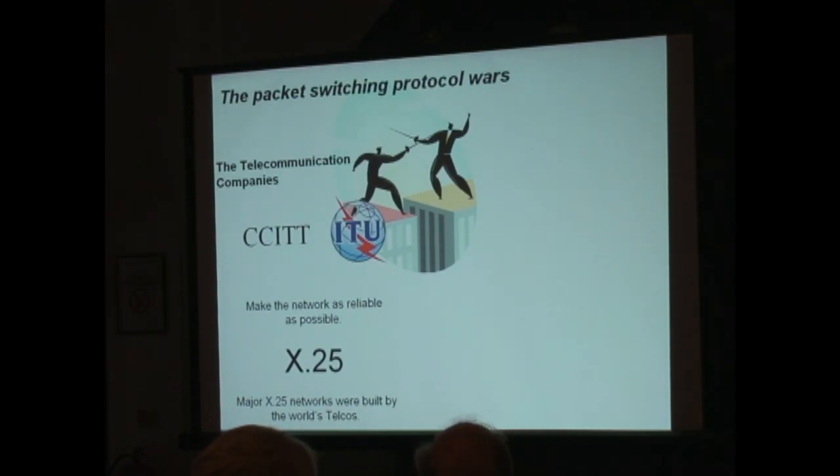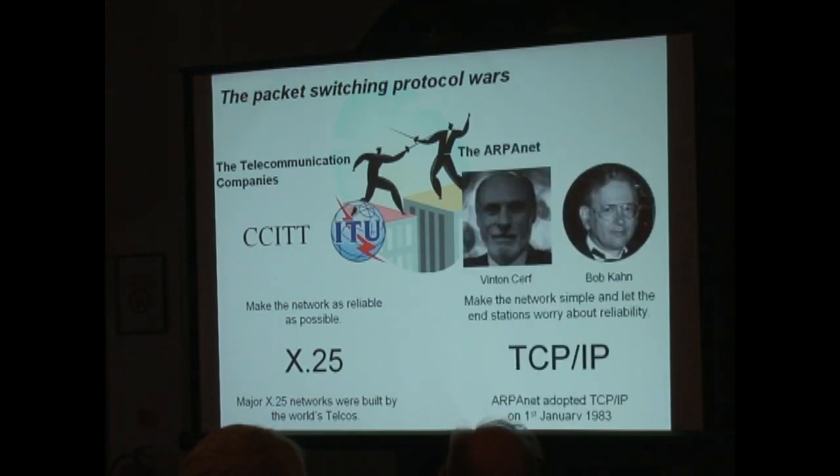Make the network as reliable as possible. Didn't believe in having network failures. My terms of reference to the team was the network must never stop, it must never fail, it must always be possible to get a route through it. And they did. But on the other side of the Atlantic, Vint Cerf and Bob Kahn took the view that perhaps we should make the network a bit more simple. And perhaps we should allow the end stations, which were becoming more and more intelligent and more reliable, we should let them worry about reliability.